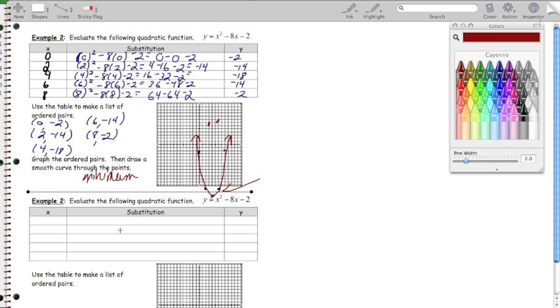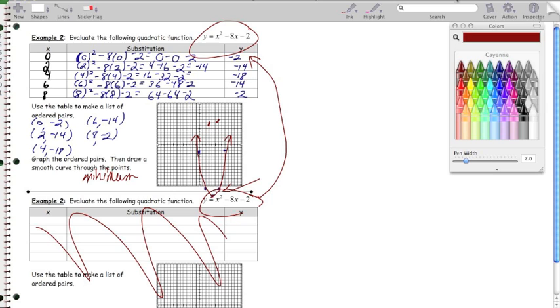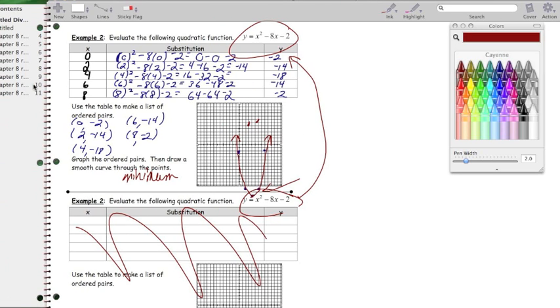Okay. The next one we're going to skip. If you notice, it's the same equation, so we're not going to do it again. If you want to try it on your own, though, you're welcome to do that. Give it a whirl.